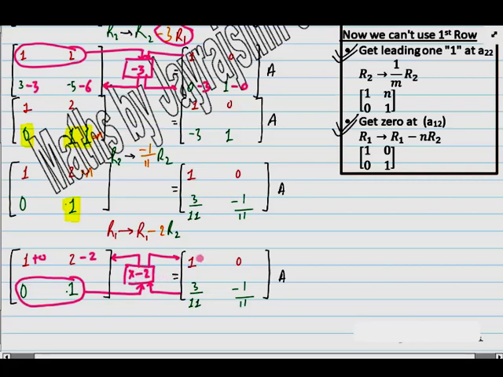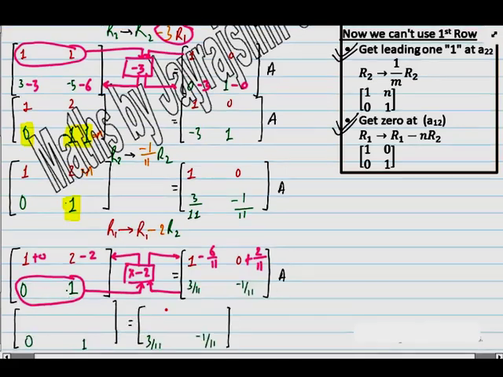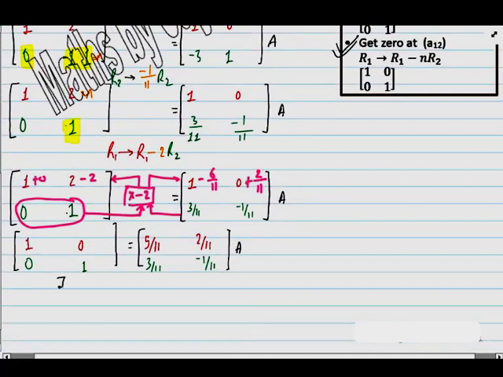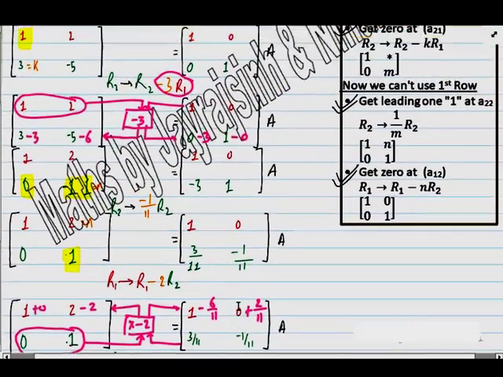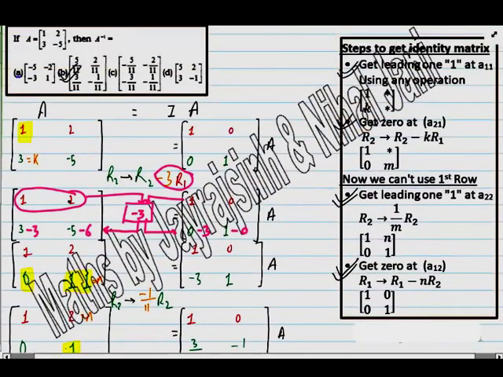3 by 11 into minus 2, minus 6 by 11, and minus 1 by 11 into minus 2, plus 2 by 11. So, in simplification, our second row is as it is, and our first row will become 1, 0, 1 minus 16, 5 by 11, and 2 by 11. We get I is equal to A inverse A form. That means our A inverse is 5 by 11, 2 by 11, 3 by 11, minus 1 by 11. B is your answer. Tada!